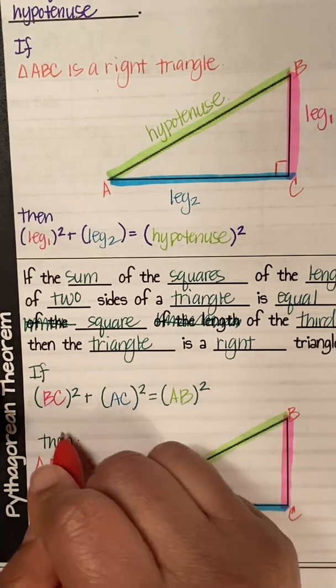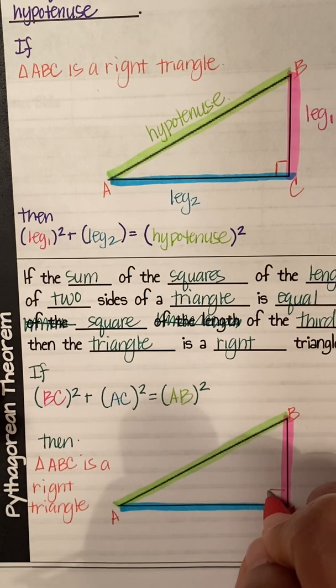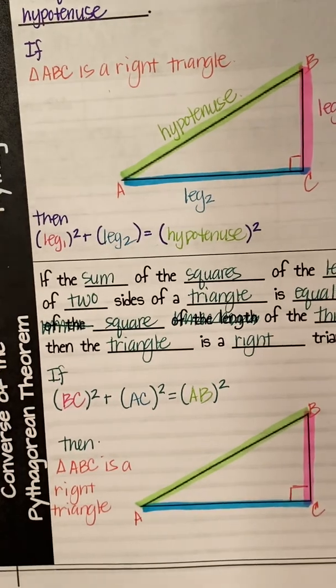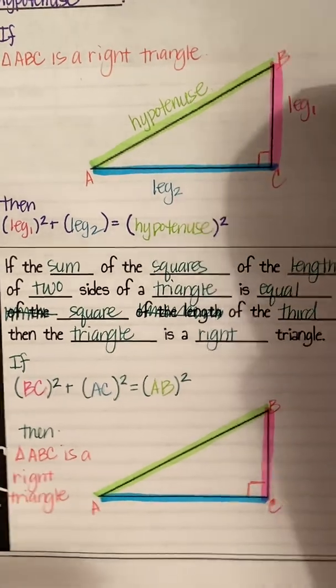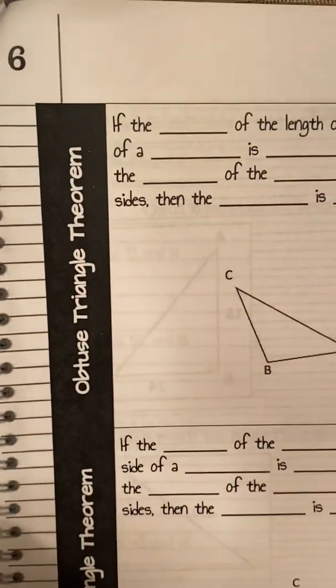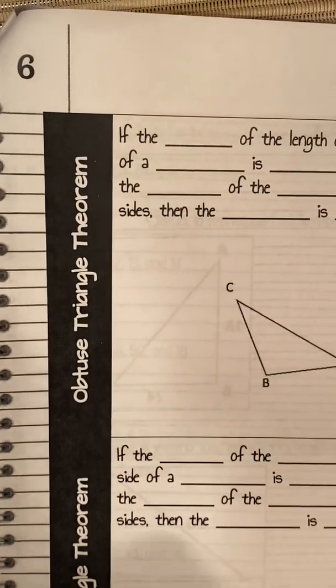So if I can say this is true, then I can draw in my little box to show that, hey, this is a right triangle. All right? So those are our first two theorems. Let us flip this over so that we can do the next two.